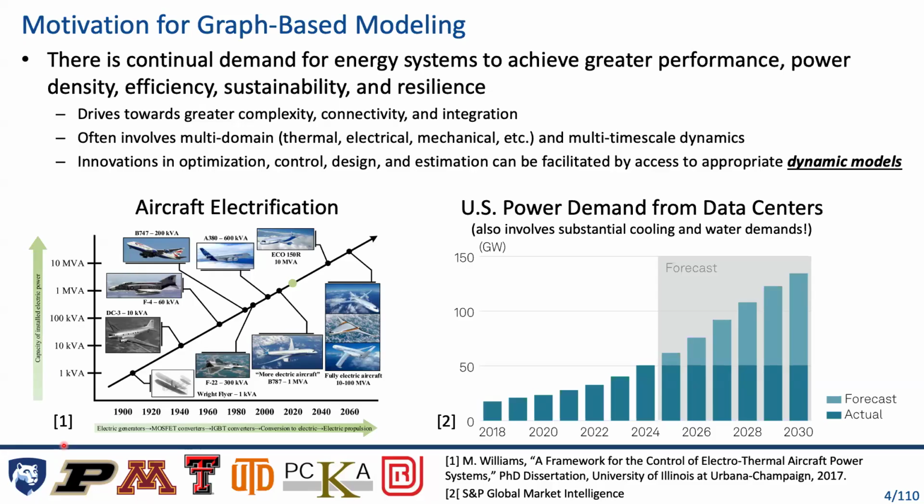Just to give two specific examples of places where these techniques work well, you look historically at aircraft, the amount of electrical power on board has increased. This is a logarithmic axis there on the left, so it's an exponential increase in the onboard power. With more power, you also have more heat generation due to inefficiencies. You have to remove that heat, so it creates coupling between electrical and thermal systems. And there's obviously lots of propulsion and mechanical systems in there as well.